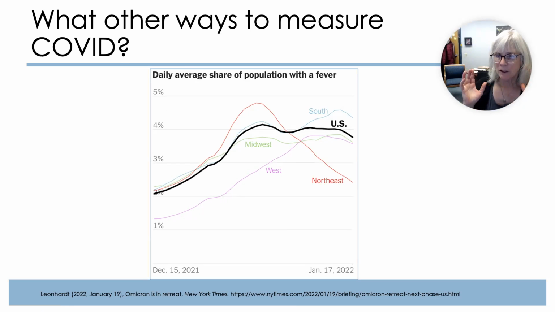So, you know, there are different ways that we can measure COVID or measure any variable. And we need to be thinking about that and what the costs and benefits, the pros and cons are of using one particular strategy.